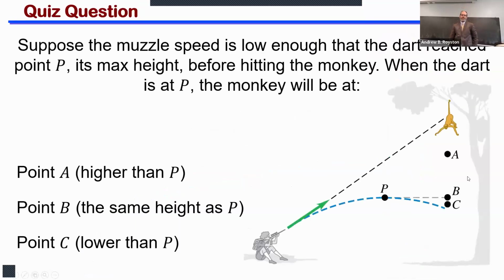This one. Suppose that our muzzle speed is so low that the dart reaches its apex here at point P before it even gets to the monkey. Here's the question. When the dart is at that apex, assuming the monkey's going to get hit, where's the monkey? Is he at point A, above that point, at point B, at the same height as P, or below P at C?